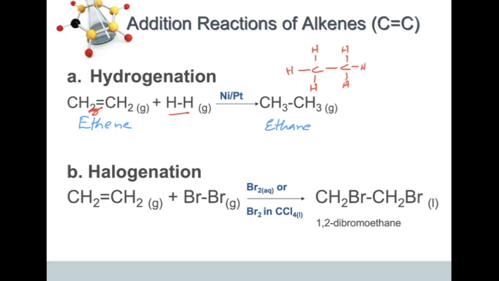The other thing we can add is a halogen. So we could add bromine. When we add bromine, we could be more specific and call it bromination. This could be aqueous bromine, that's bromine in the presence of water, or it could be bromine in an organic solvent, and this solvent here is tetrachloromethane.